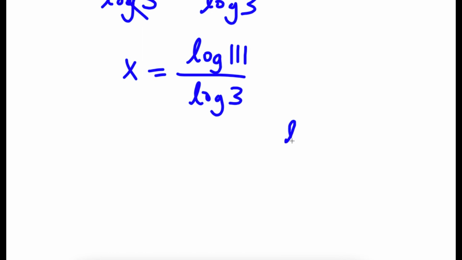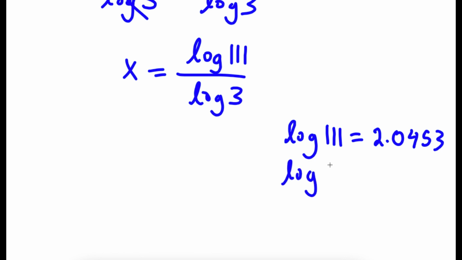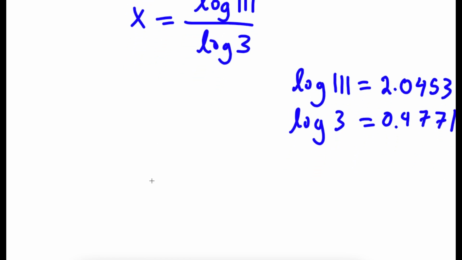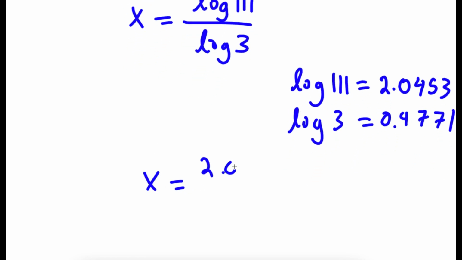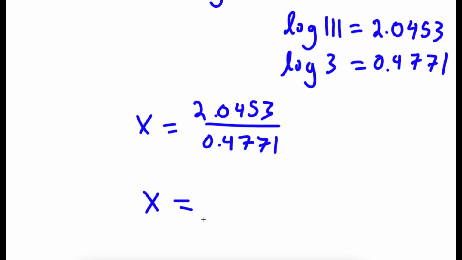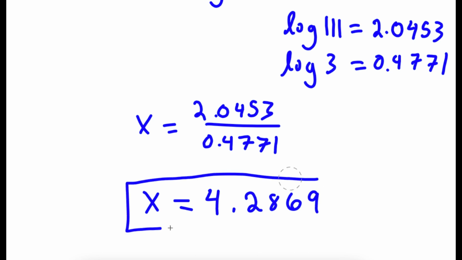Now, log 111, this is equal to 2.0453, and log 3, this is equal to 0.4771. So I have x is equal to 2.0453 over 0.4771. So now this is equal to 4.2869. So this is my answer.